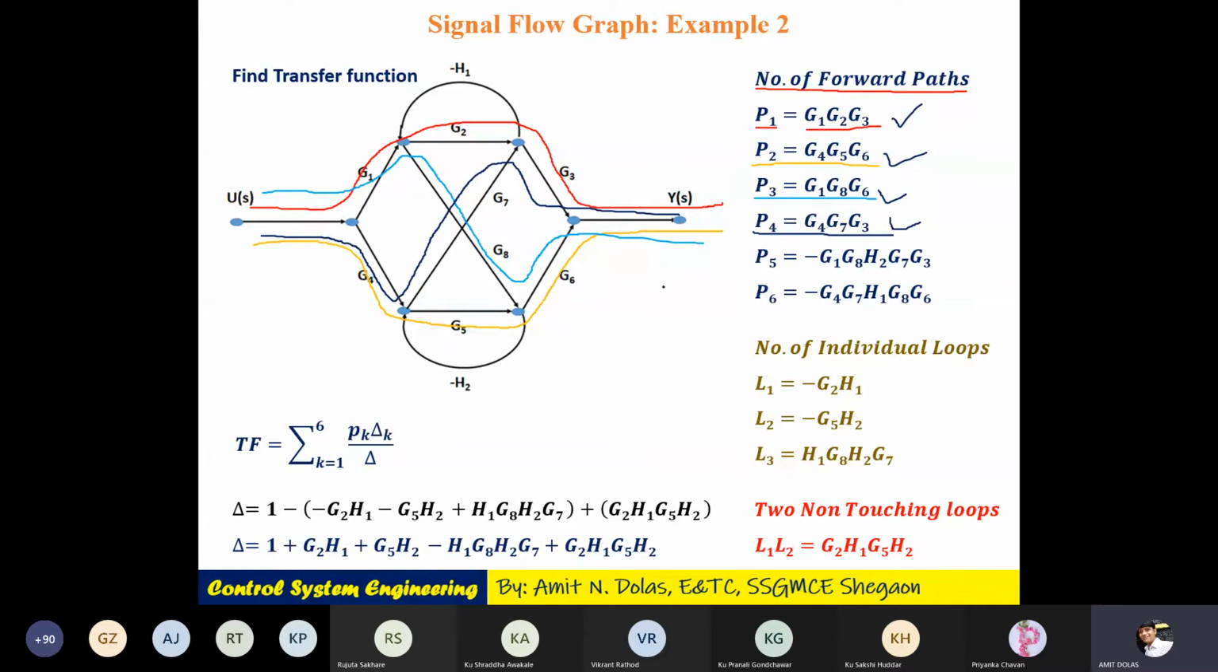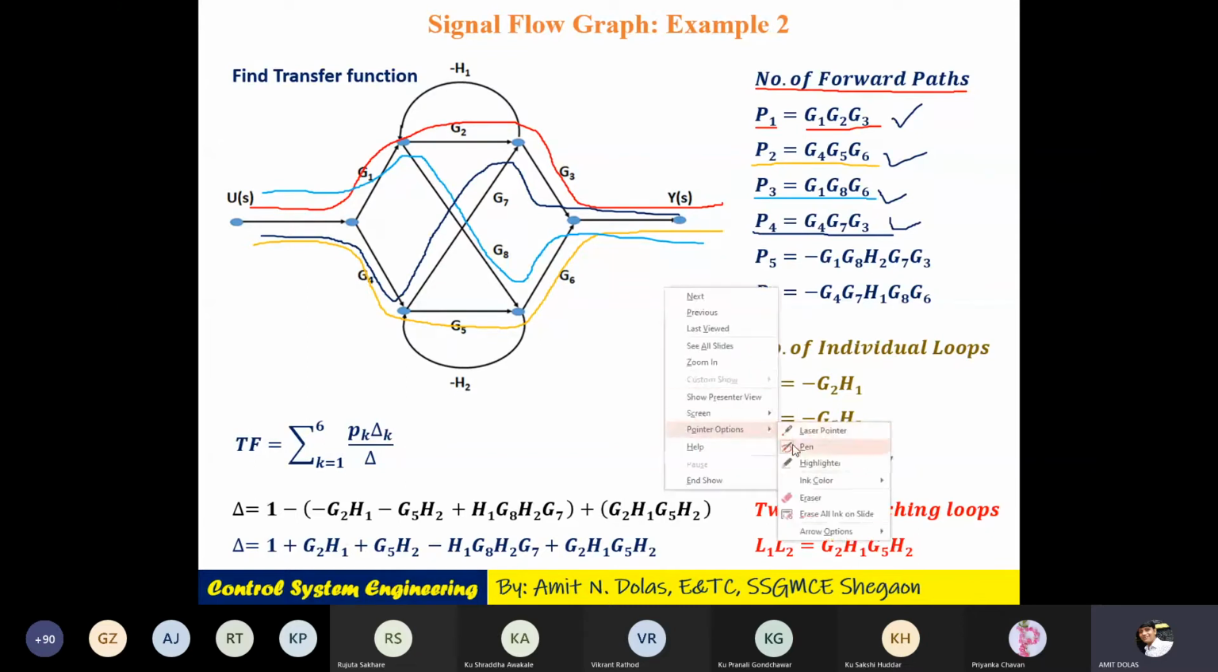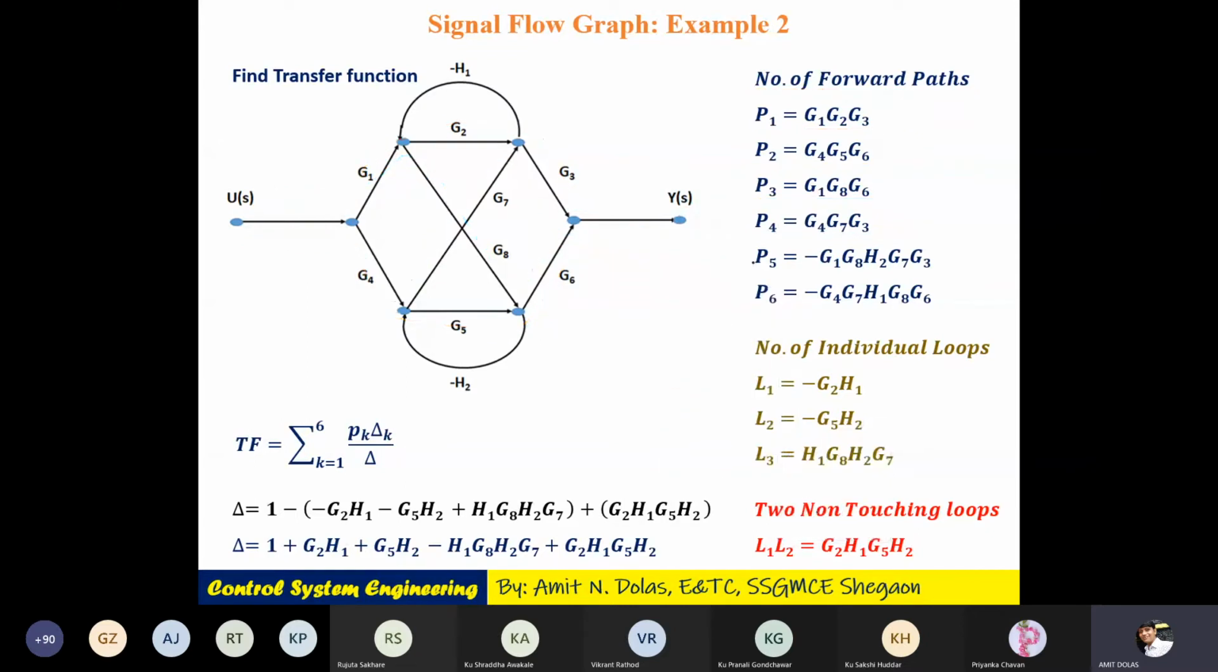Let's see P5. For that I will erase the previous thing. So how will P5 be? I may go from G1, then G8, moving forward, we must not come back to a node again. G8, then I may go from H2, then G7, and then G3.